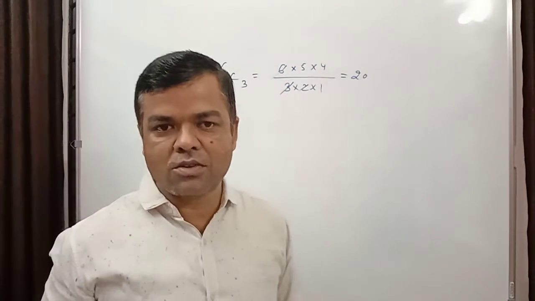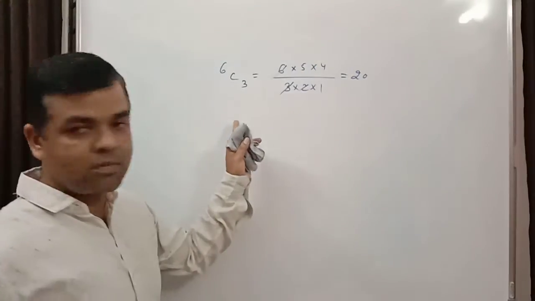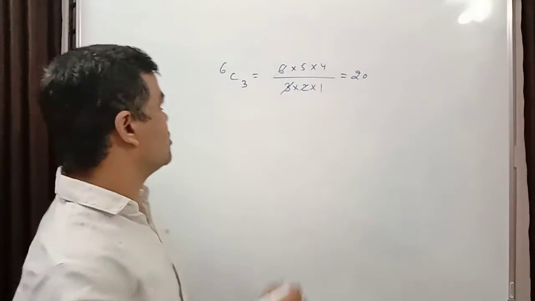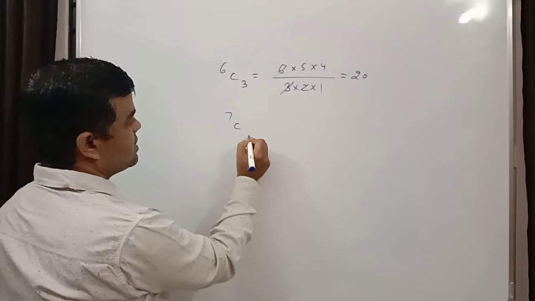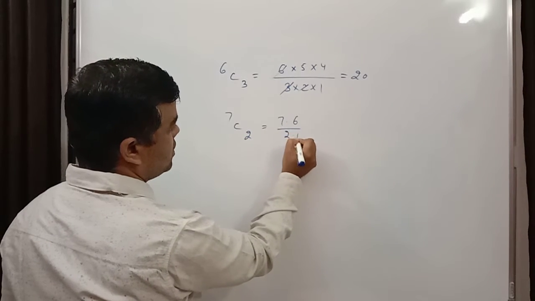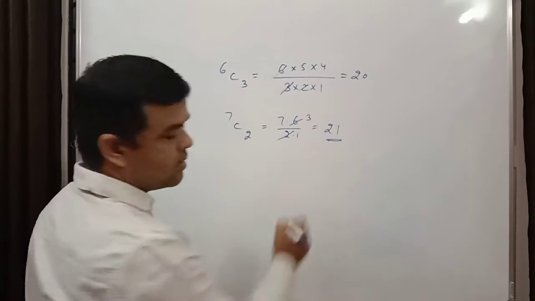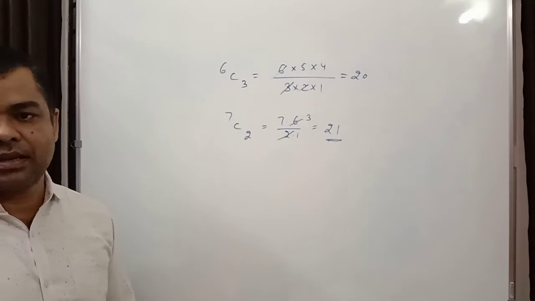You don't need to remember the formula, there is no need to memorize it, just remember this procedure. Okay, so take another example. 7C2, then 7 into 6 over 2 into 1, 2 threes are 6, 7 threes are 21. Directly you will get the answer.